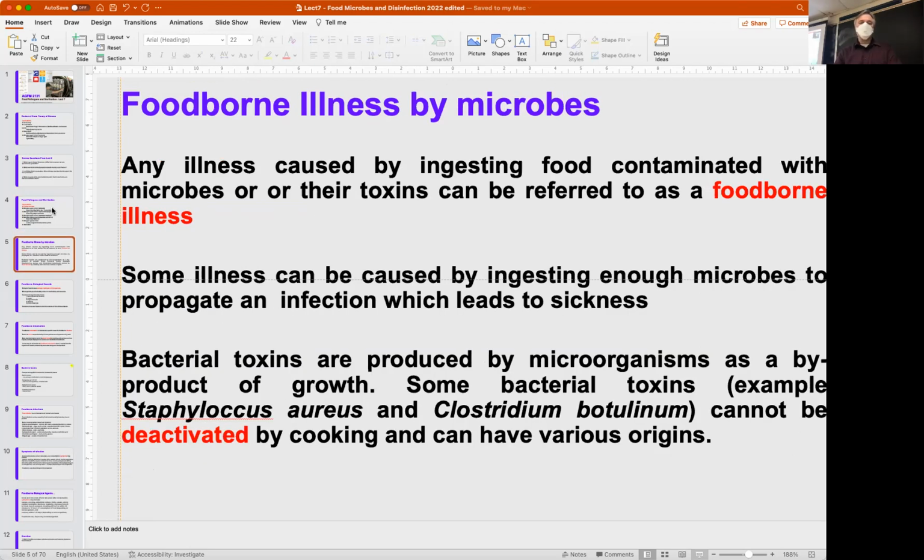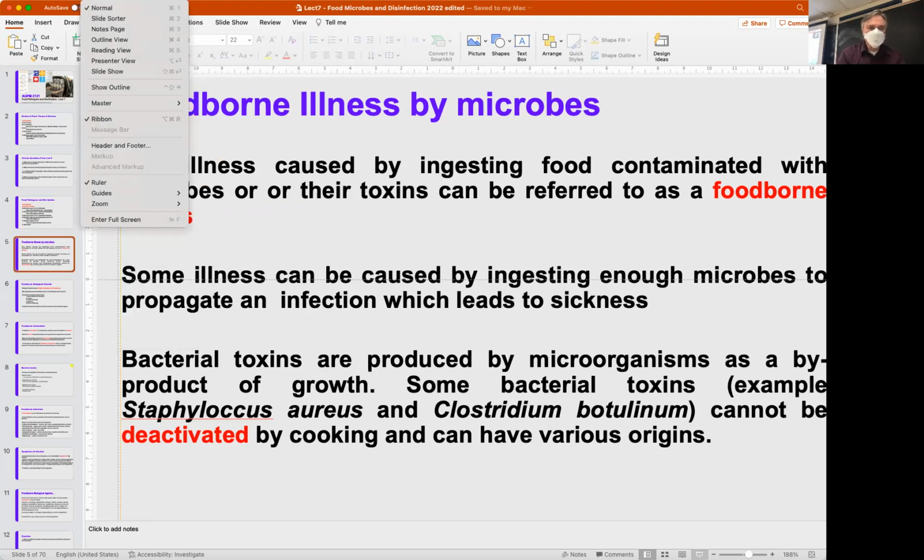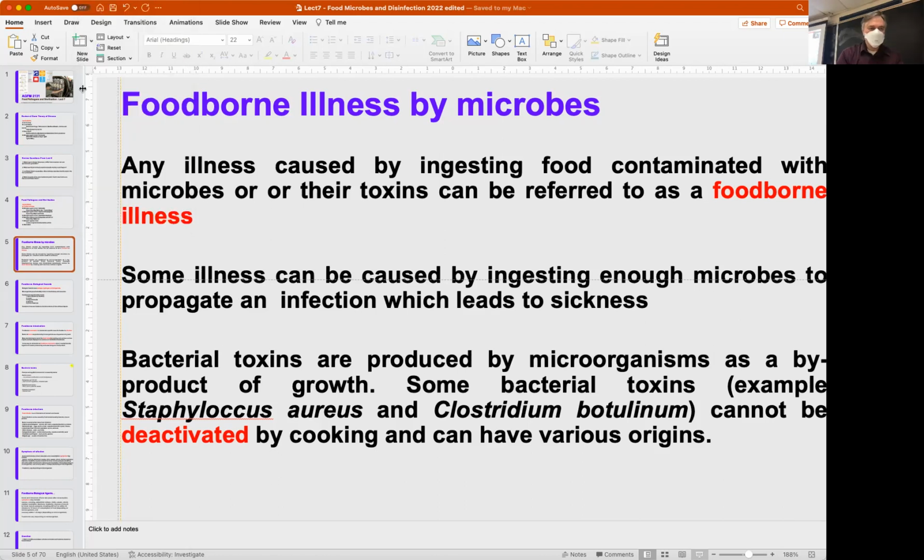So food illness by microbes. If you have an illness by a microbe, that's referred to as a... I'm just going to move this out of the way. I don't see the whole slide. I want to get rid of the bar on the left, normal slide sorter. There we go.